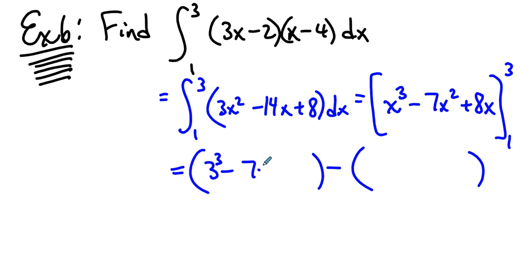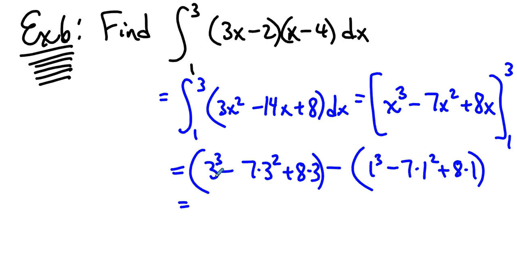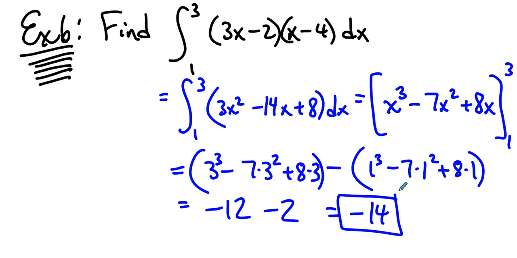3 cubed minus 7 times 3 squared plus 8 times 3. 1 cubed minus 7 times 1 squared plus 8 times 1. So that's what? 27 and 24 is 51. 51 minus 63 is negative 12. And then 1 and 8 is 9, minus 7 is 2. That's, wait a minute, how can that be? Well, I'll tell you how that can be.